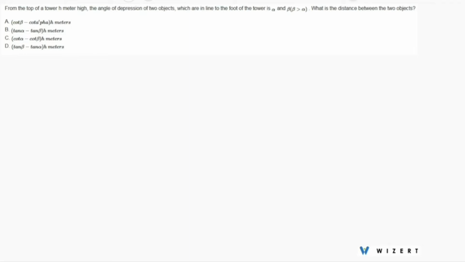Now let's try and visualize the situation. This is the given tower. This is the ground level. And it is given that angle of depression of two objects is alpha and beta. So let's see, angle of depression is calculated with respect to this imaginary horizontal line.